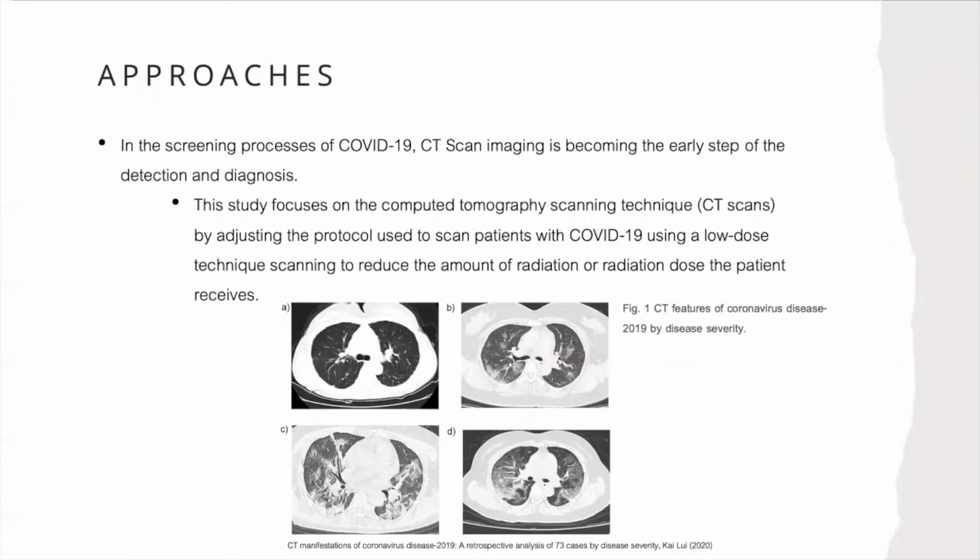About the approaches to COVID-19: in the screening process, CT scan imaging is becoming the early step of detection and diagnosis. Our study focuses on the computed tomography scanning technique, adjusting the protocol used to scan COVID-19 patients with a low-dose technique to reduce the amount of radiation dose that the patient receives. As you can see here, this is an ordinary CT image used in COVID-19 patients, showing the severity of the lung condition.